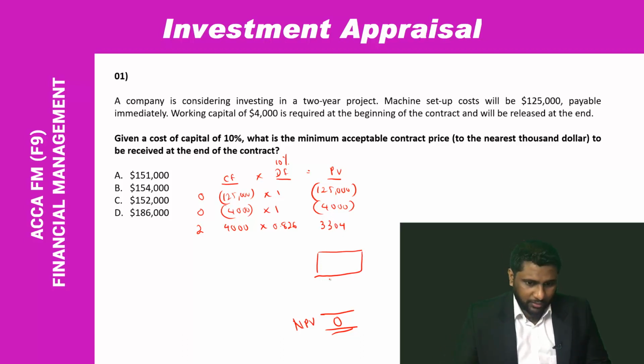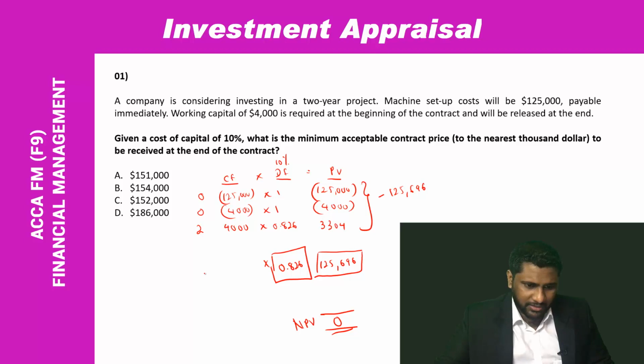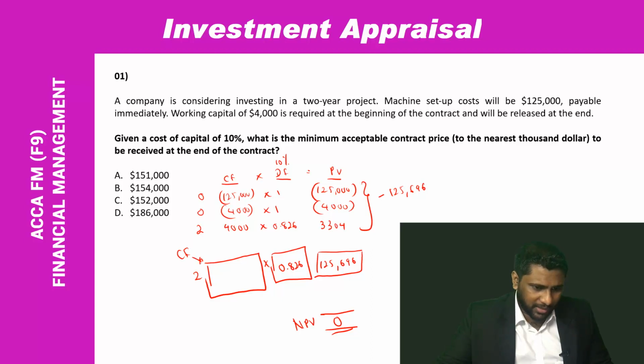Minus 125,000 minus 4,000 plus 3,304. So for you to get the 0 NPV, minimum you should get a positive present value of 125,696. If you get this positive present value, then your NPV will be 0, because the addition of these three present values gives you negative 125,696. So negative 125,696, in order for you to get a 0 NPV, you should have positive 125,696. To get this positive 125,696, if your discounting factor is 0.826, because you are going to get the cash after 2 years from the customer, how much cash flow should you get from the customer after 2 years?